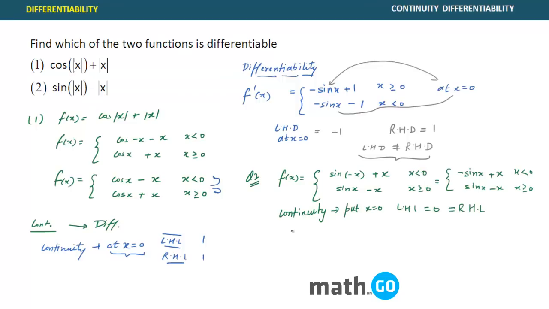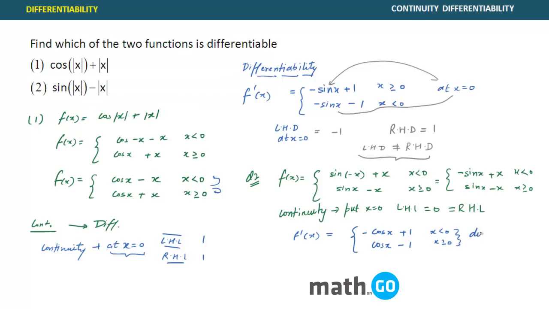Now let us check differentiability. Let us differentiate the function first. Why are we differentiating? I'll repeat, because we know that this is a differentiable function, and the sum of differentiable functions will also be a differentiable function. So what is the derivative here? Minus cos x, and this will be plus 1. Sorry, this will be minus cos x plus 1 for x less than 0, and this will be cos x minus 1 for x greater than or equal to 0.